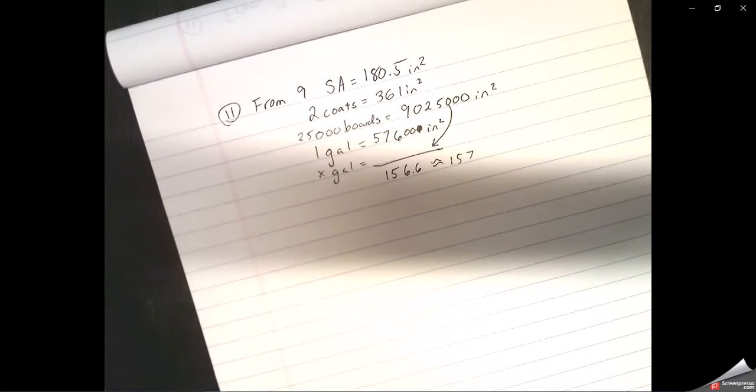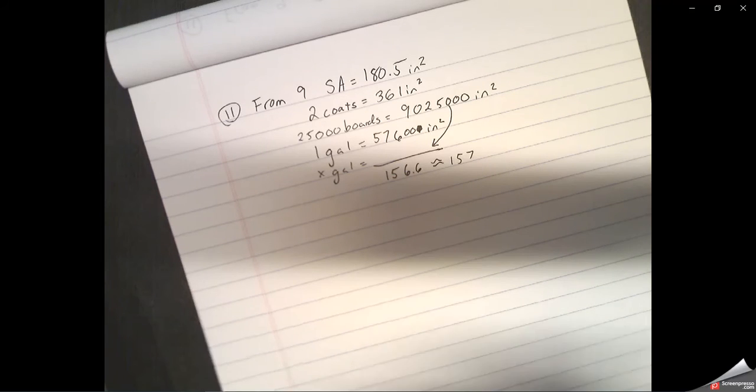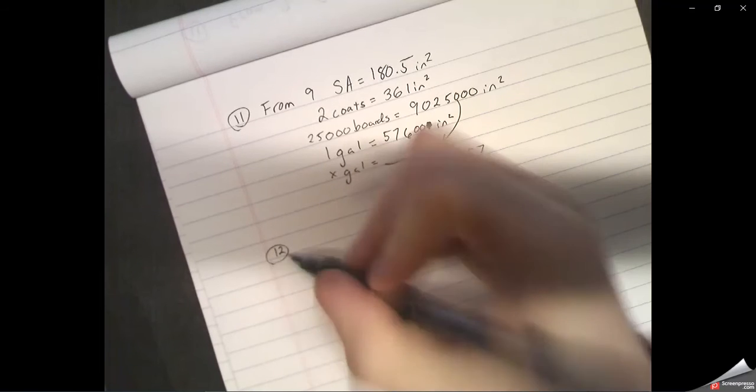If you were to go to the hardware store today, please don't go to the hardware store today. But if you were, you can't purchase 6/10 of a gallon, so you would buy a full 157 gallons. Most of you are just not doubling to get the full answer. You're coming up with something around 78, but that's only 1 coat. We need to do 2 coats for all of those.